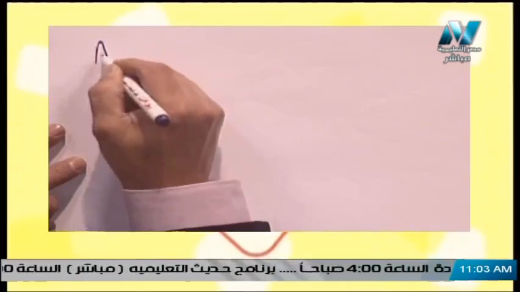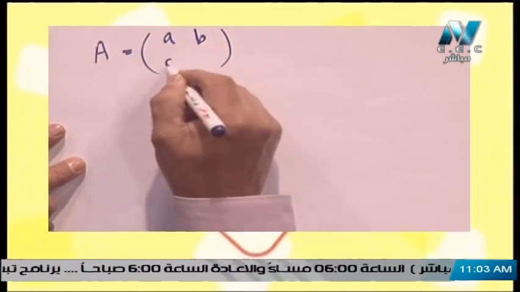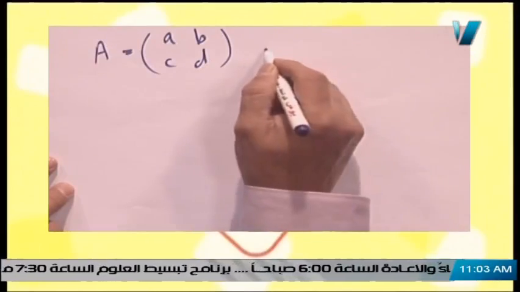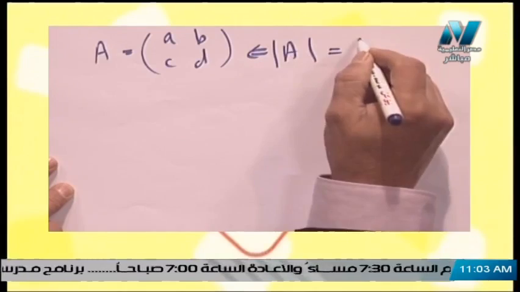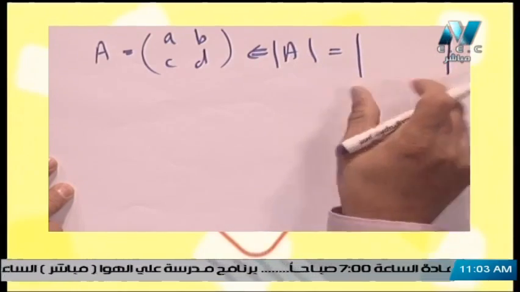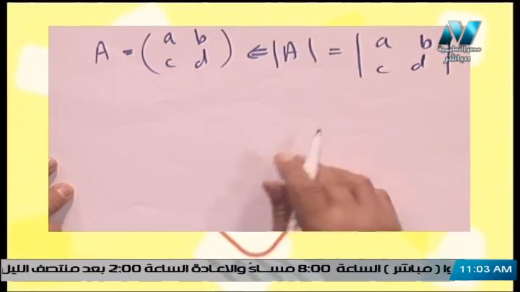Let's move directly to determinants. What is a determinant? A determinant is for a square matrix, 2 by 2 or 3 by 3 only. We cannot study more than that in our studying. So if we have a matrix A like that, A, B, C, and D, and we want to find the determinant of A, we put vertical lines. It's A, B, C, and D.